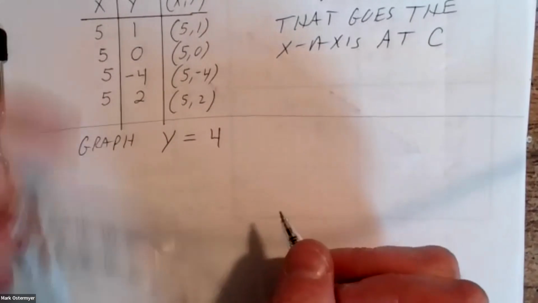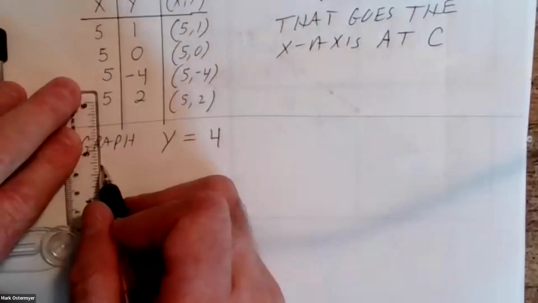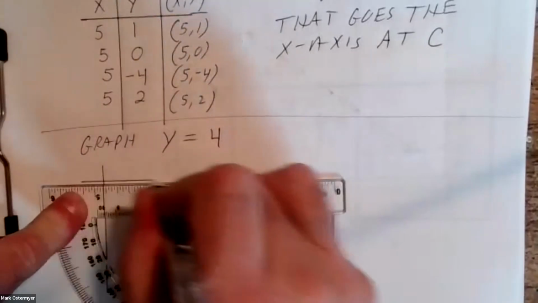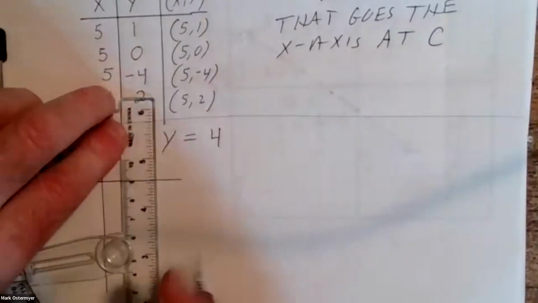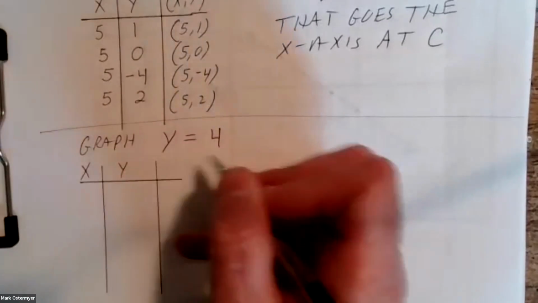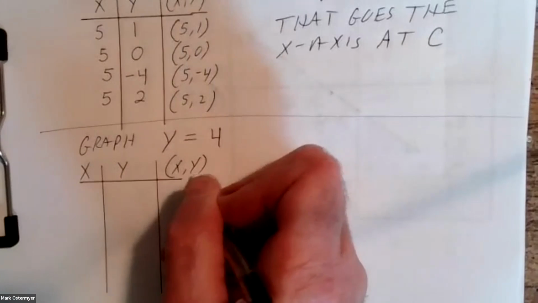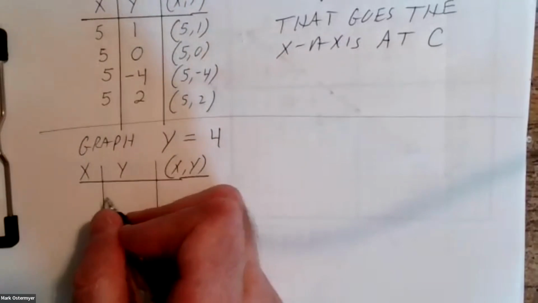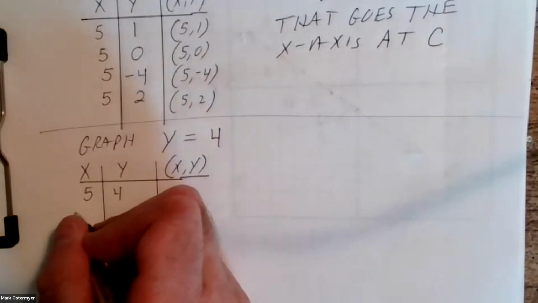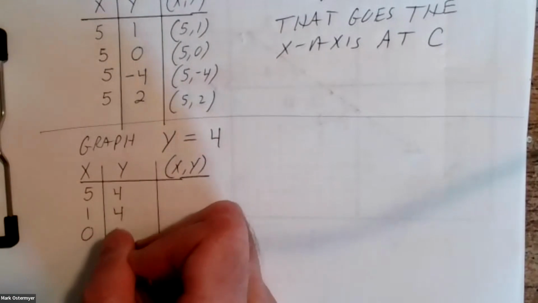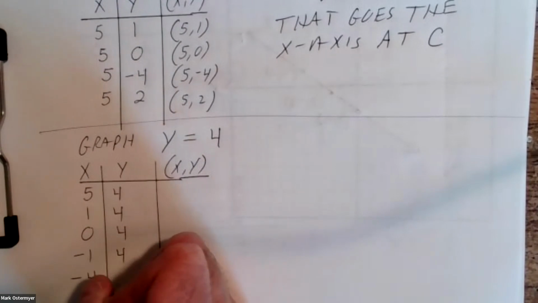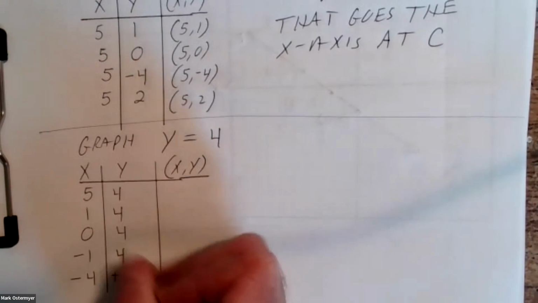To graph this linear equation, you can make your little table here. Now we can see that no matter what X is going to be, Y is always going to be what? 4. So Y is always 4. If X is chosen to be 5, Y is 4. If X is 1, Y is 4. X is 0, Y is 4. If X is -1, Y is 4. If X is -4, Y is 4. Y is always 4.